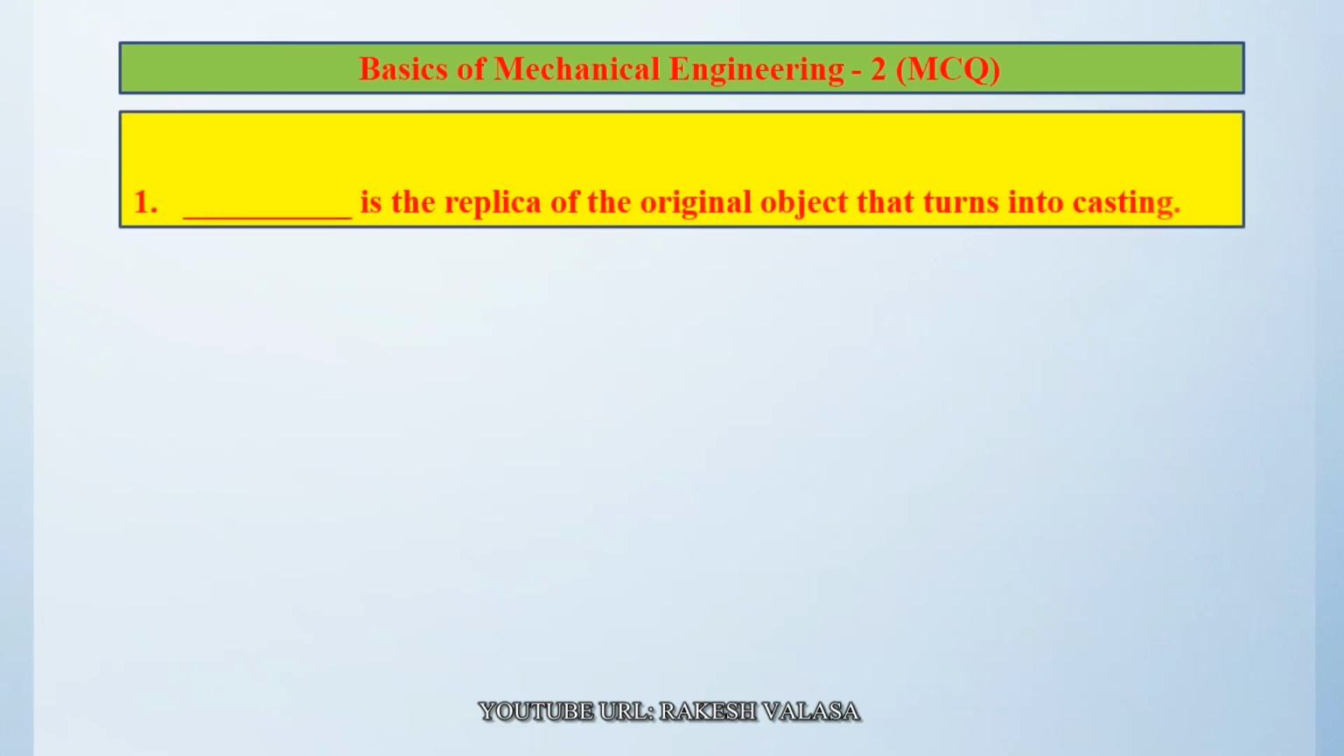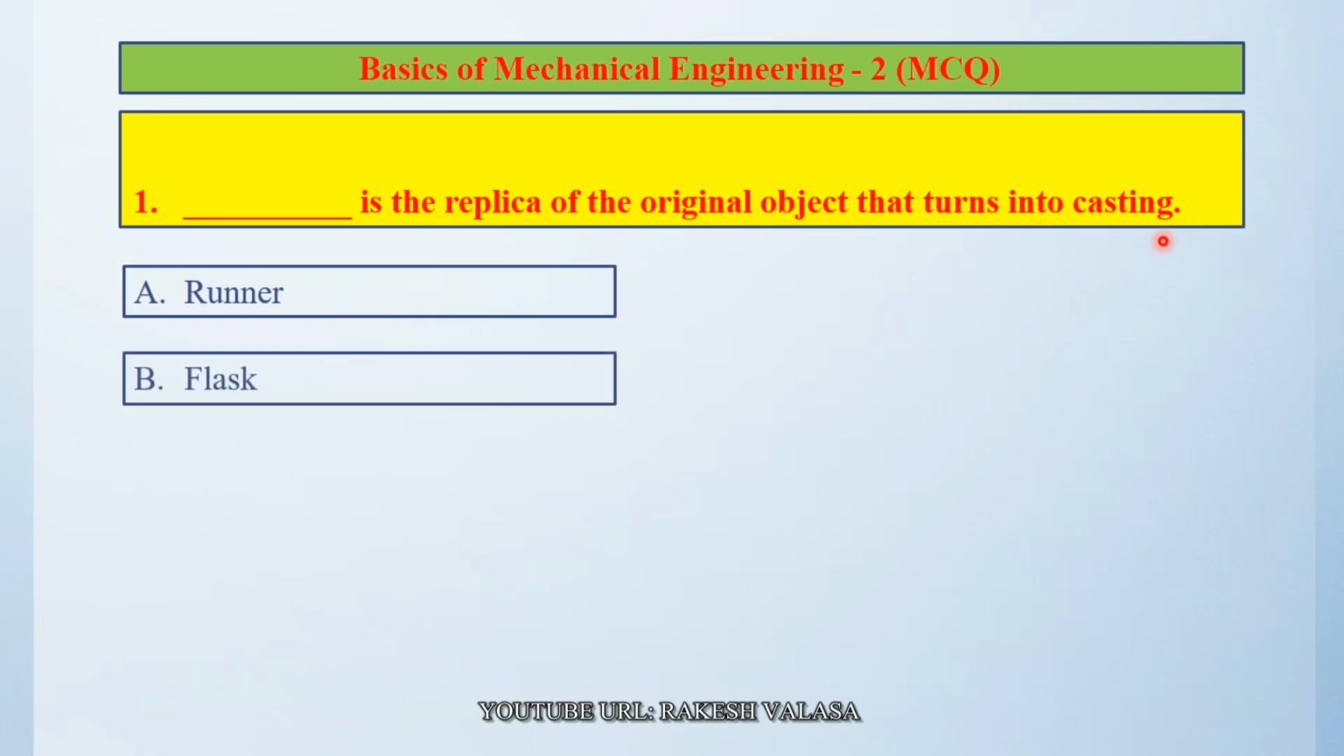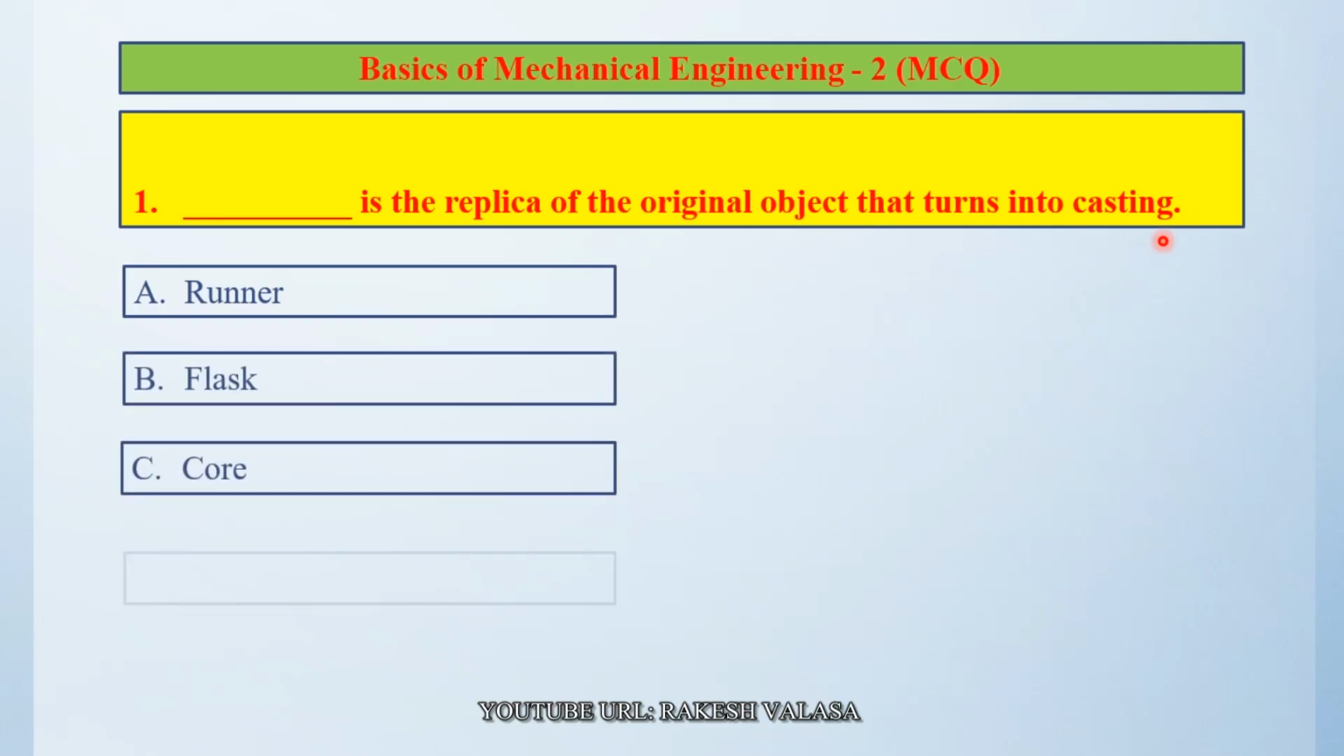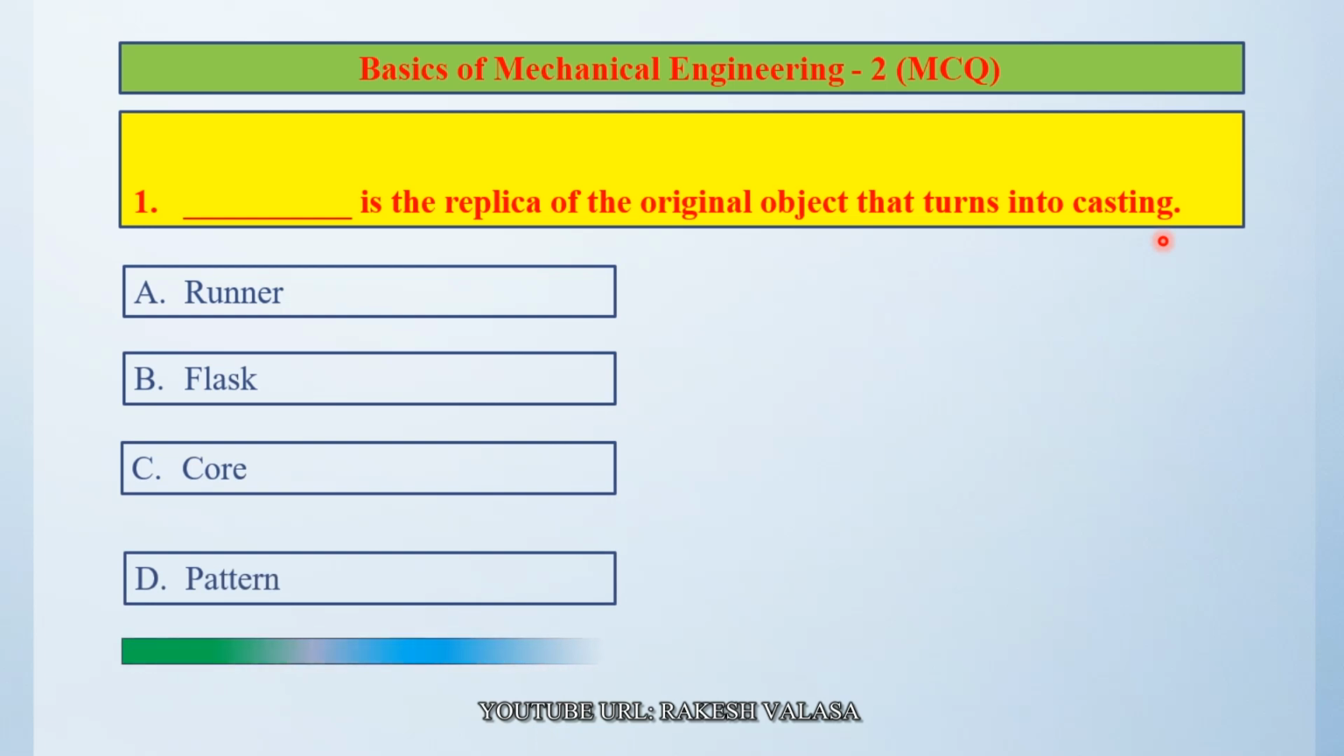Dash is the replica of the original object that turns into casting. Option A, runner. Option B, flask. Option C, core. Option D, pattern. The correct answer is option D, pattern.